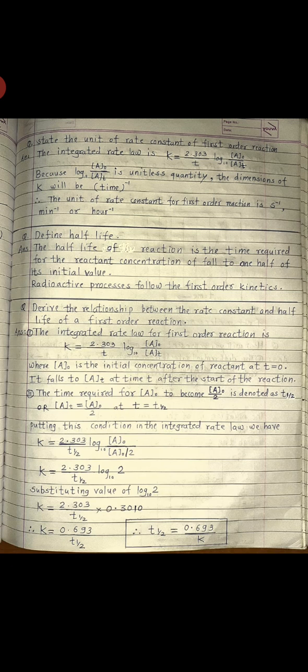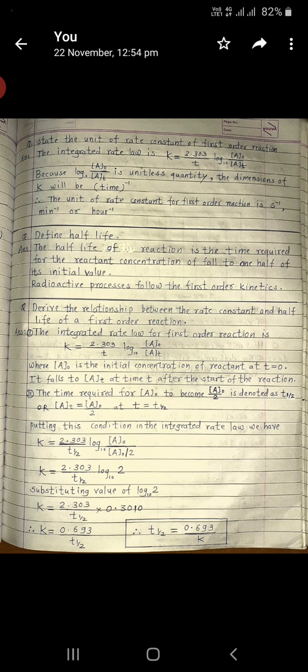So A0 will get cancelled. We get k is equal to 2.303 upon t half log to the base 10 2. Substituting the value of log 2: what is log 2? It is 0.3010. So k is equal to 2.303 upon t half into 0.3010. Multiplication of 2.303 into 0.3010 is 0.693.